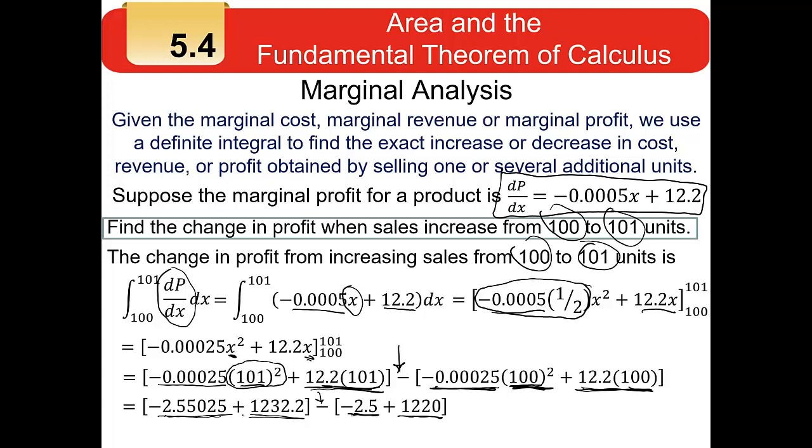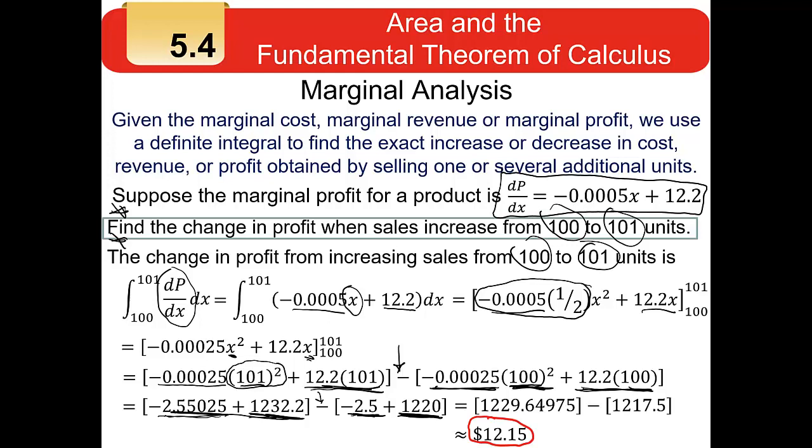So now you do this arithmetic, which is basically this number minus that number, and then do this arithmetic, which is basically this number minus this number, and you end up with that. And if you do the final subtraction and round it off to the nearest cent, it ends up to be about $12.15. So the change in profit when the sales go from 100 to 101 is approximately $12.15.